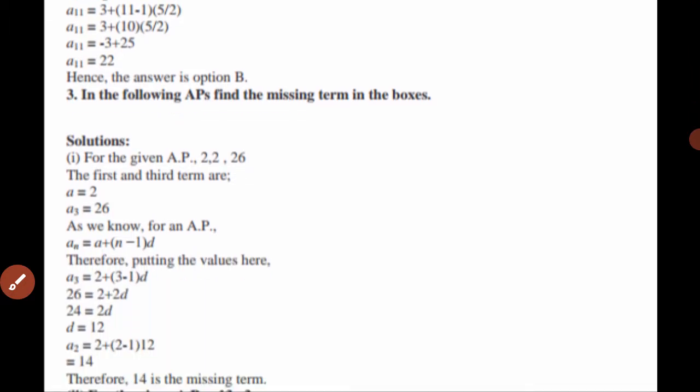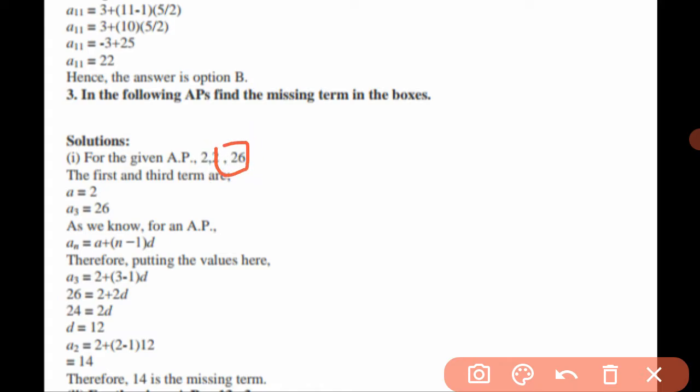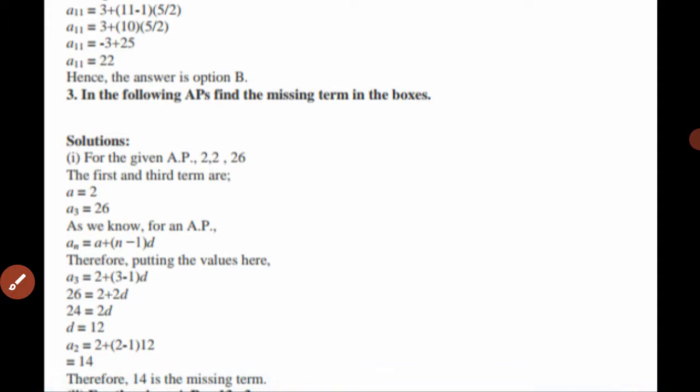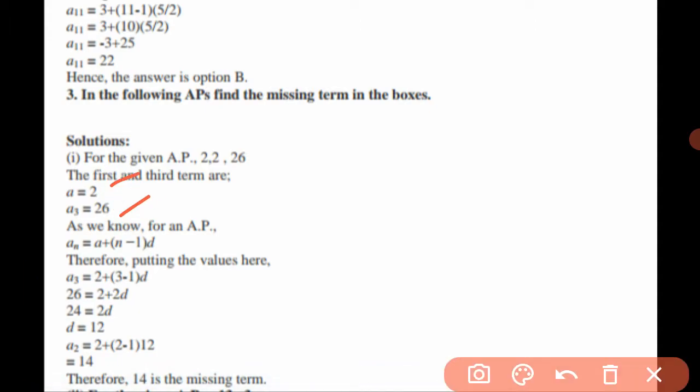Now question number 3, in the following AP find the missing terms in the boxes. Here boxes are given and we have to find the missing terms. Here we have to find a2, which is the second term. For finding the second term, we have the first term, that is a equals 2, the third term equals 26, and the formula an equals a plus (n minus 1) into d. So we have to find the value of a3.